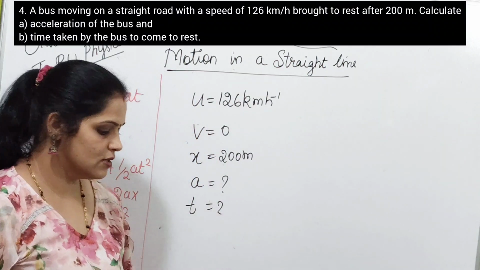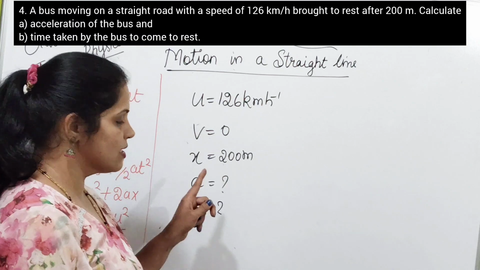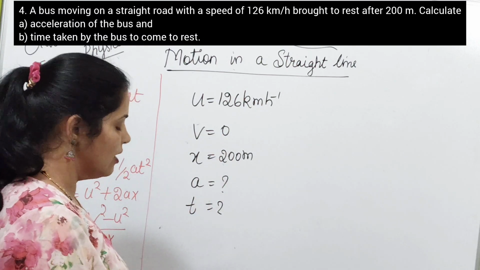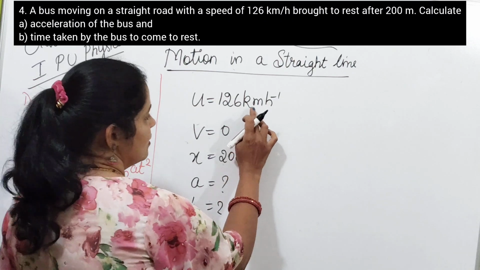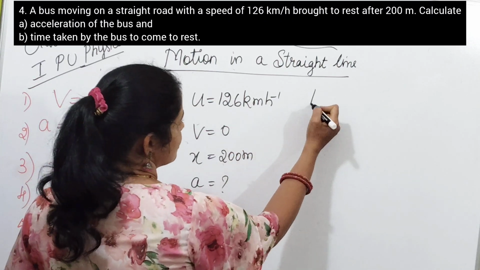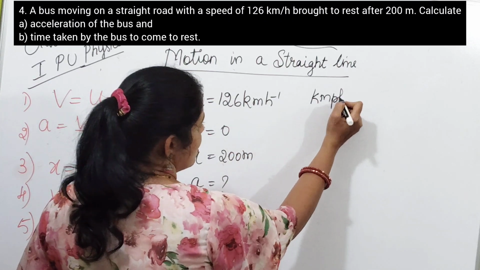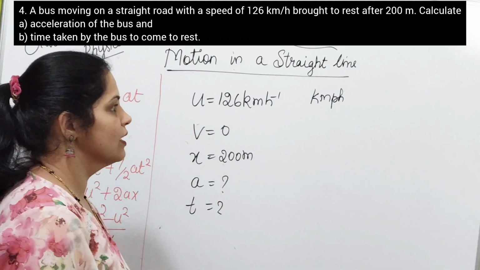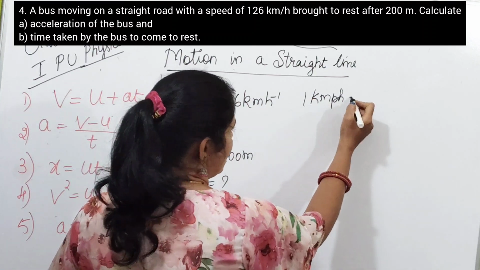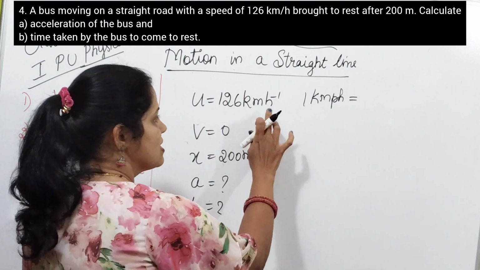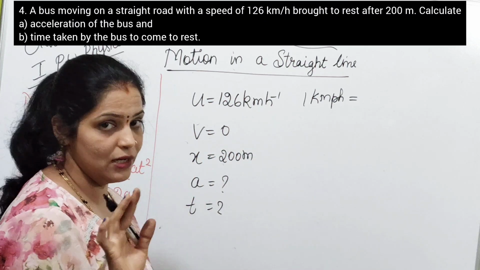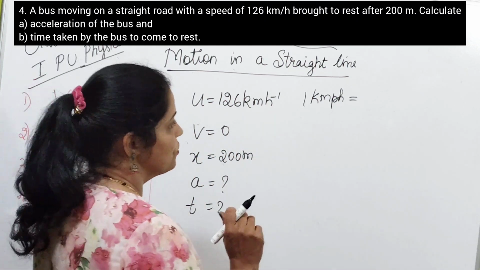The next question is, a bus is moving on a straight road with a speed of 126 km per hour. You can write this kilometer per hour like this or just write kmph. And you have to convert this kilometer per hour to meter per second. So how to convert to meter per second? Meter per second is an SI unit. Kilometer per hour is not an SI unit. So you need to convert.